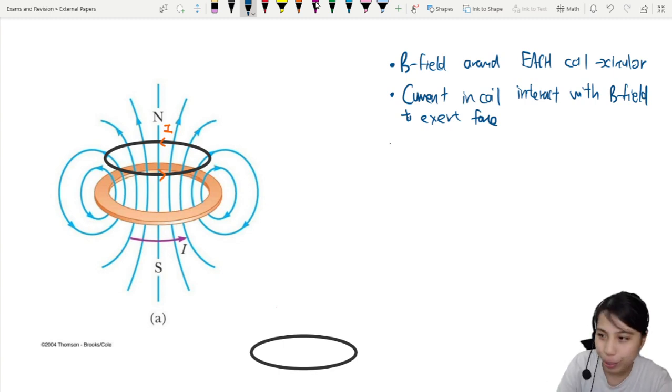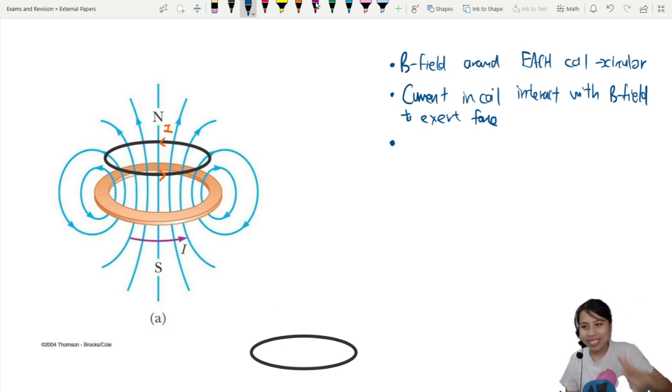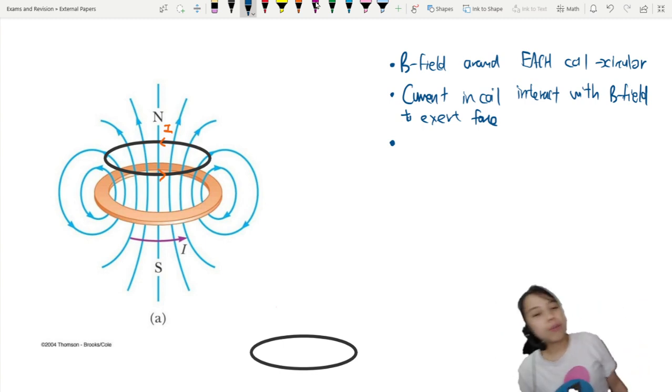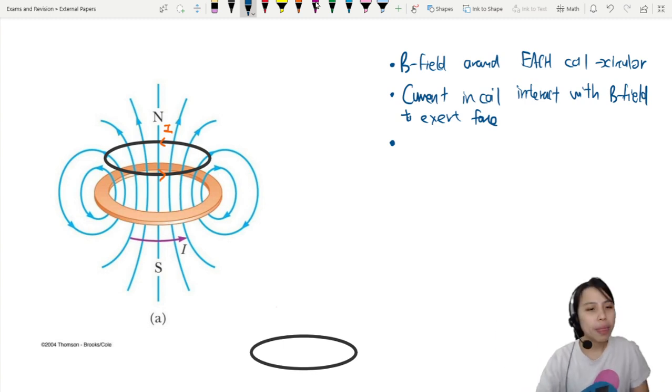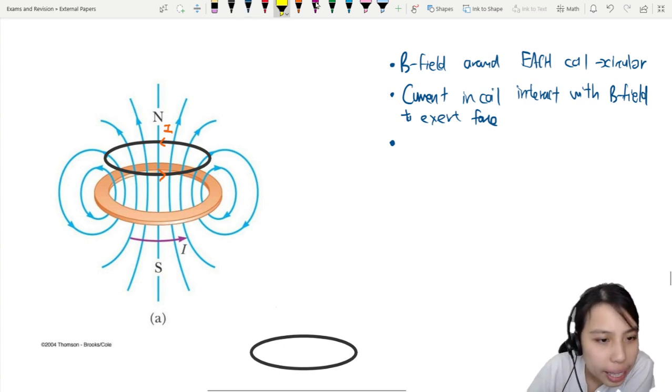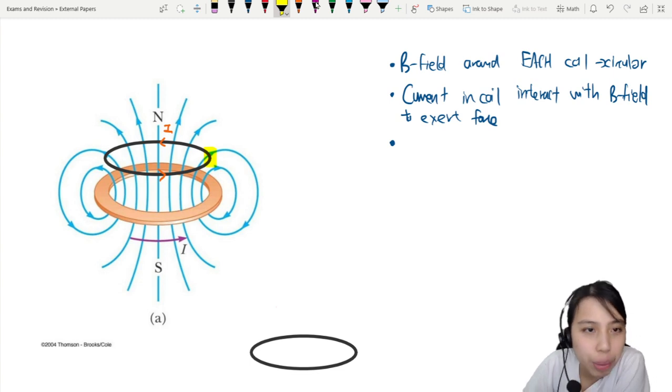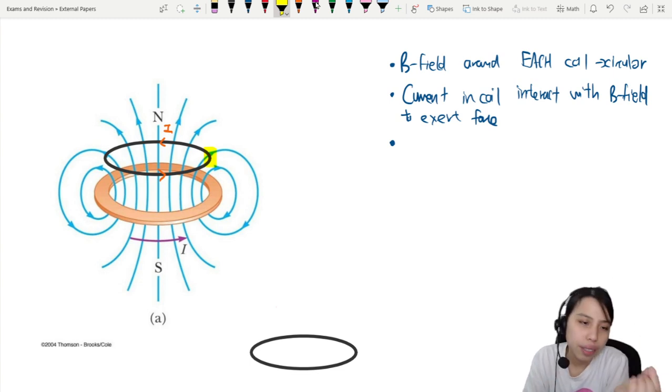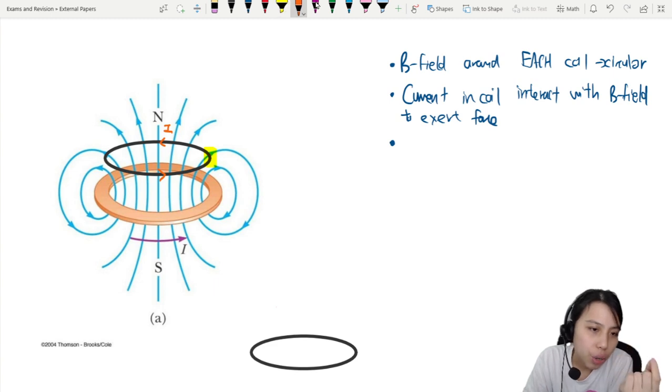Then, point number 3. This is where you kind of use your Fleming's left-hand rule. So if we look at the black coil on the left side, let's look at this point, like right here. The highlighted point. At that point, current is going into the screen. So I'm going to draw something like this.